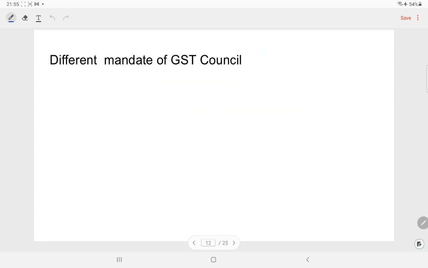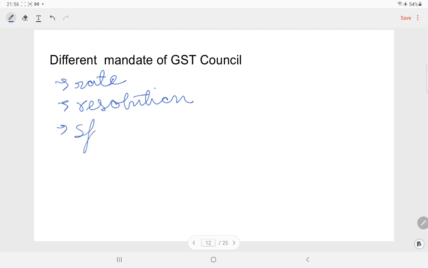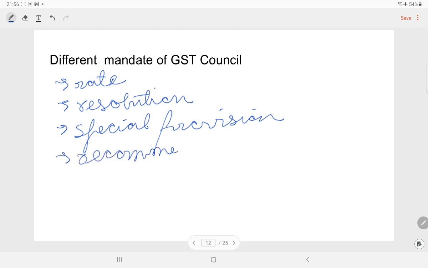So what are the different mandates dealt with in the GST Council? Basically, its first work is to decide the rates of different GST taxes, and also to resolve any issue needed between the states or the union. It also handles special provisions. For example, different special provisions are given to the states of the northeast, Himachal, and Jammu and Kashmir, and these kinds of things are taken care of by the GST Council. Basically it gives recommendations to both state and union.